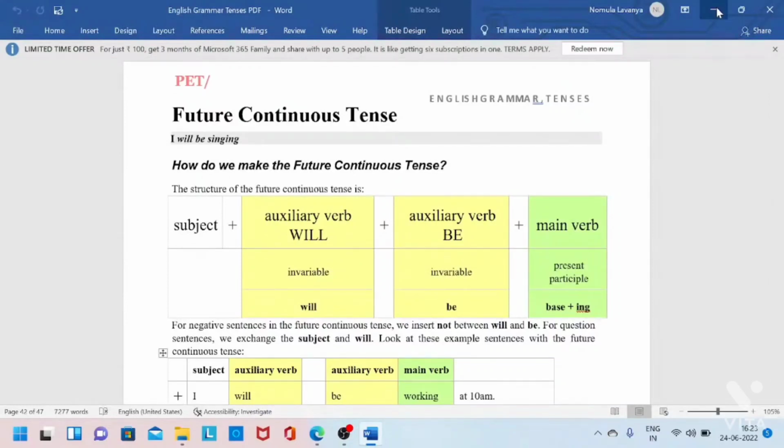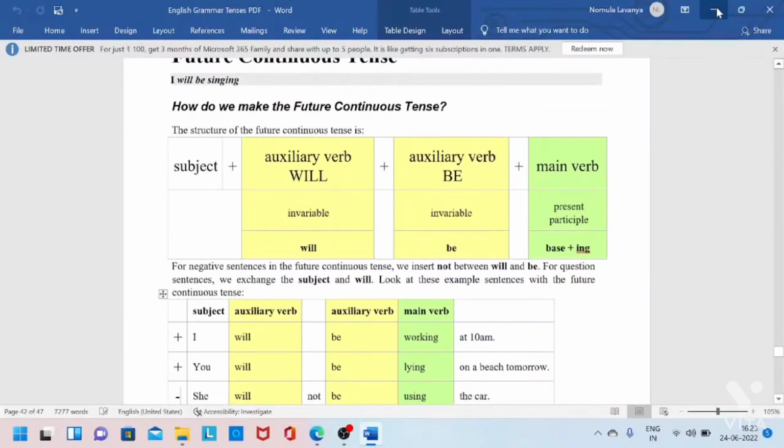Okay, and we have a structure for this: subject plus auxiliary verb plus main verb. Here the auxiliary verb for the future tense will be "will", and also "be". Okay, "will" and "be" are the future tense auxiliaries. The main verb is the one that carries the information.